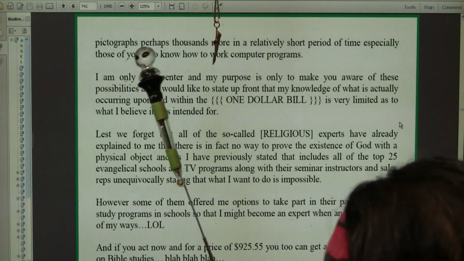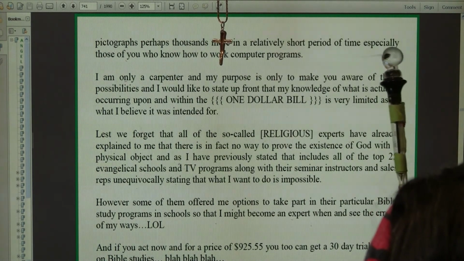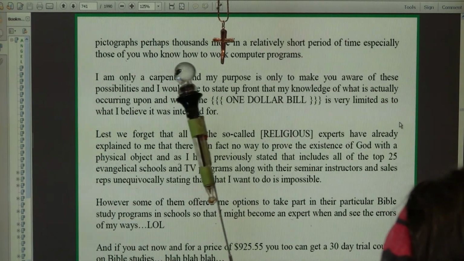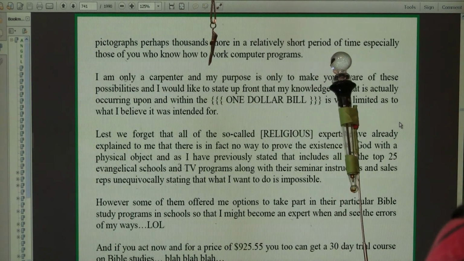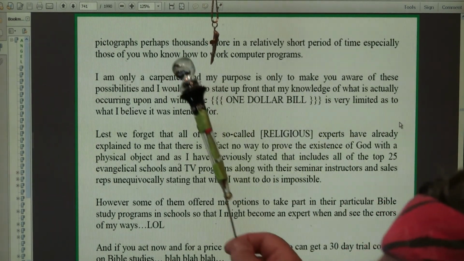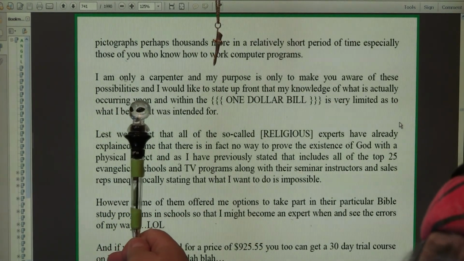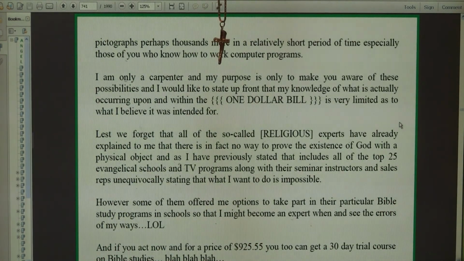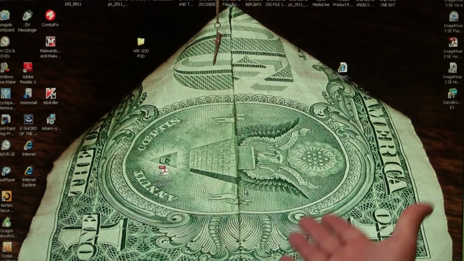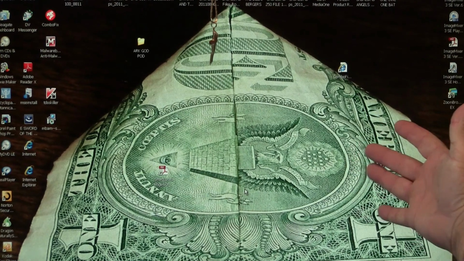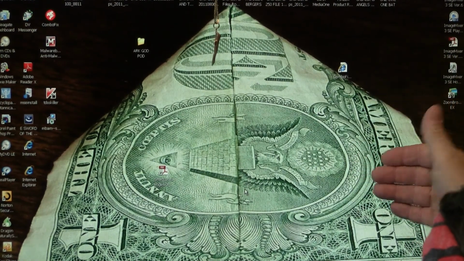Pictographs, perhaps thousands more in a relatively short period of time, especially those of you who know how to work computer programs. This is me describing in my book from the previous video that you will be able to find thousands of pictographs, such as what appears on my screen as my desktop. That's right, this is my desktop. Everything that you see here is my desktop.